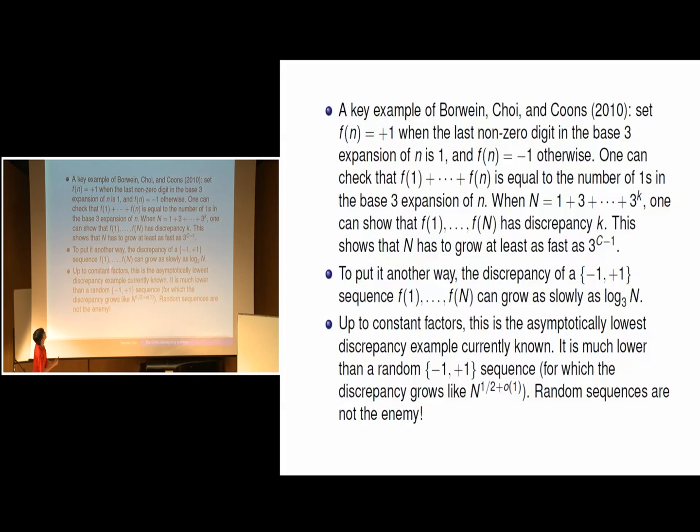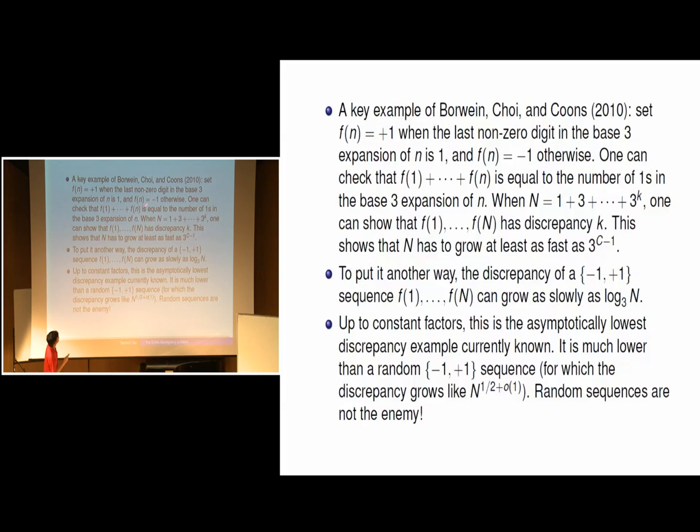And you can check that if you sum, say, the first n terms of the sequence, this turns out to actually equal the number of ones in the base 3 expansion of n. And this sequence is multiplicative, that f of nm is the same as f of n times f of m, because basically it's a variant of the non-principal Dirichlet character of conductor 3.